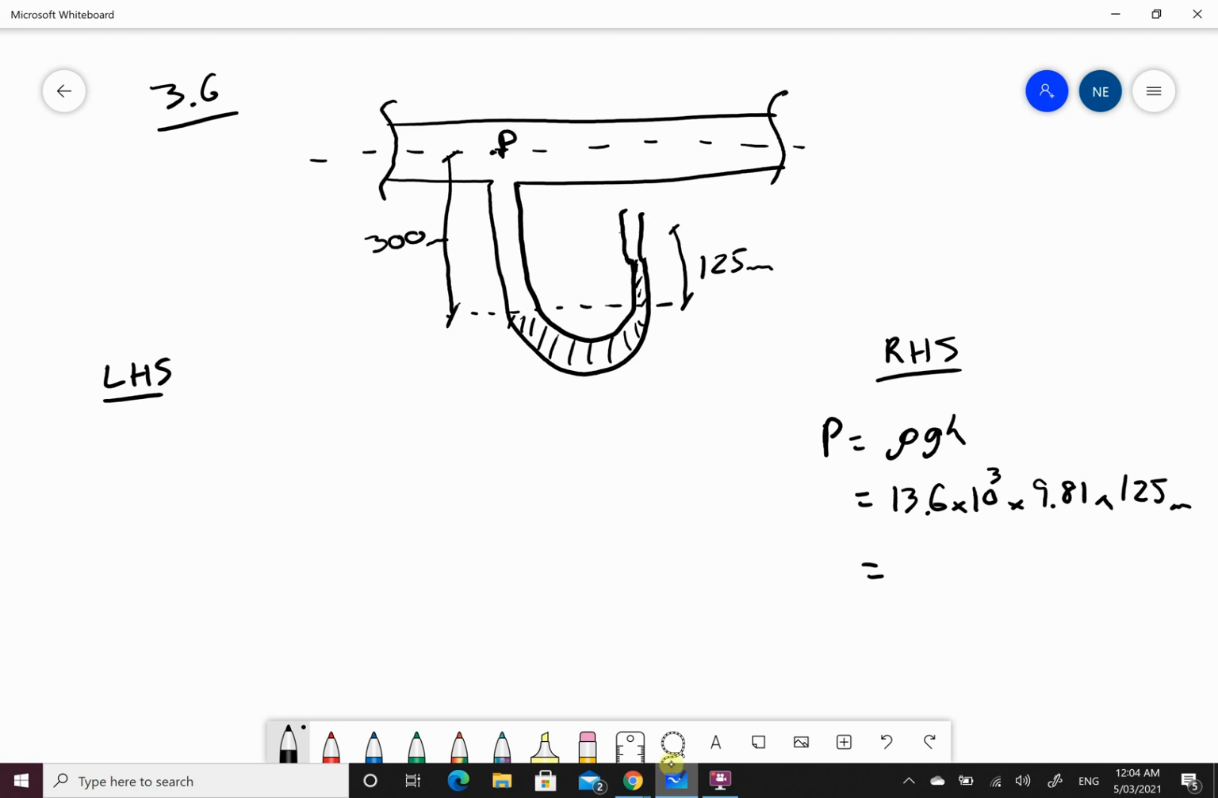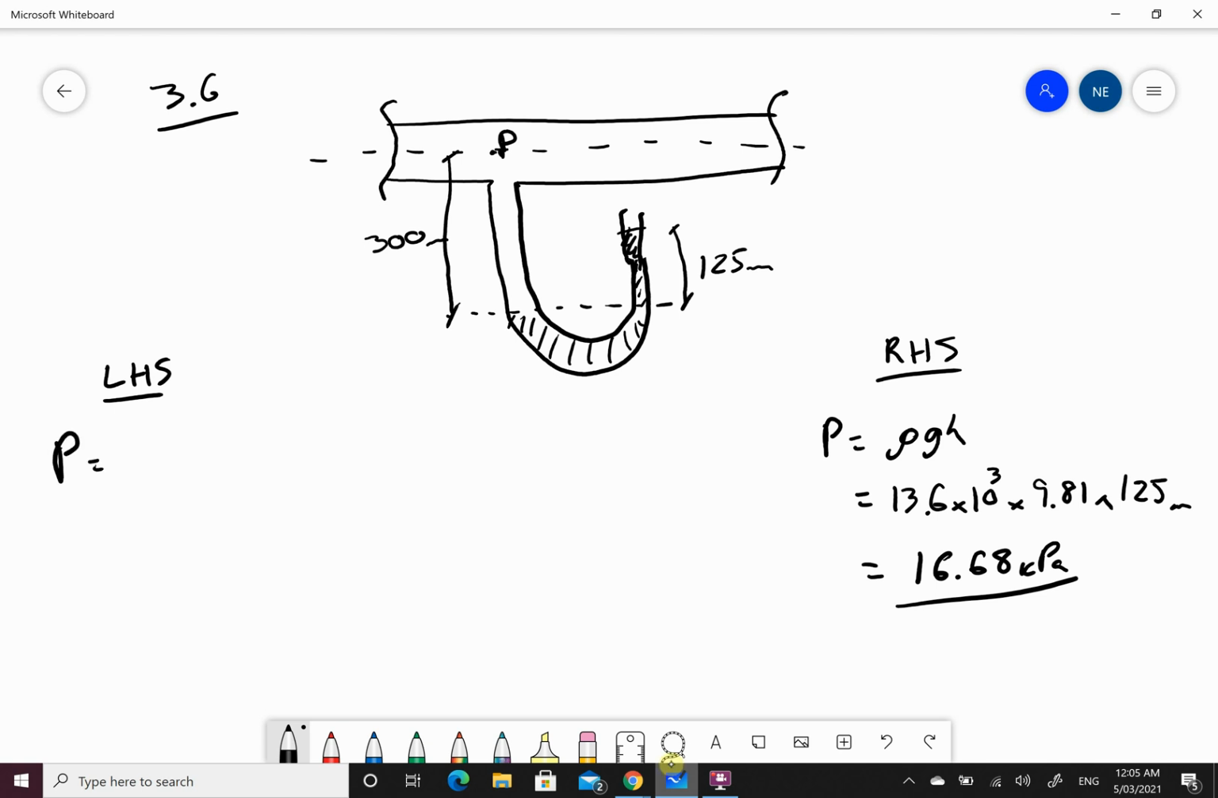That should be open, not closed. Where was I? So the right hand side here for the mercury is equal to 16.6 kPa. Alright, so the next thing we need to do is do the left hand side.